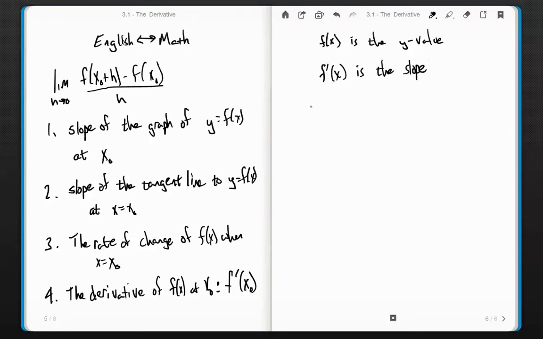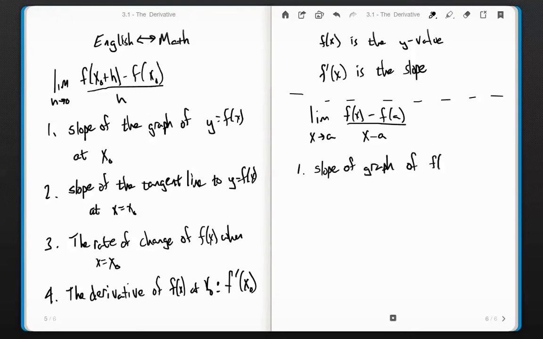Now, the other way we wrote this is the limit as x approaches a. So let's draw some straight lines here. Limit as x approaches a of f of x minus f of a all over x minus a. What does that mean? One, it's the slope of the graph of f of x, dot dot dot. Where? What does it really mean? Am I at x, am I at a? What are we really doing here? Think about that and see if you can give me some answers to this in class.